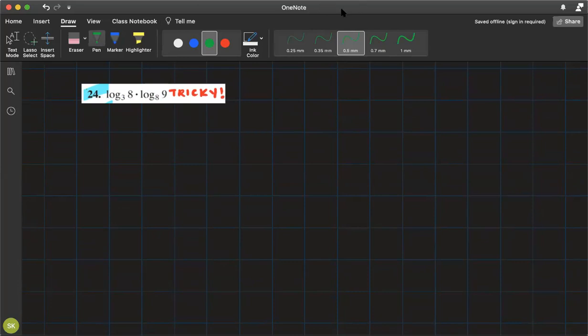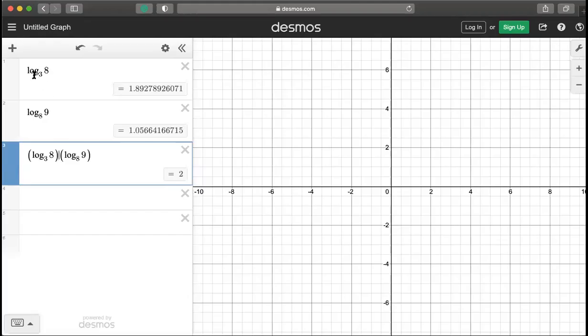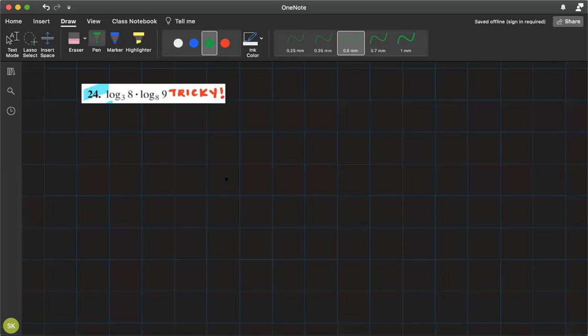Here, we can even try that in the calculator. As you can see, log base 3 of 8 is 1.89, this really large number. Well, it's not a large number, but a lot of decimals is what I mean. And here I also have a lot of decimals, but magically when I multiply them together, I just get the number 2. So we should actually be able to do this by hand because we get such a nice number. Okay, so let's see what we can do.